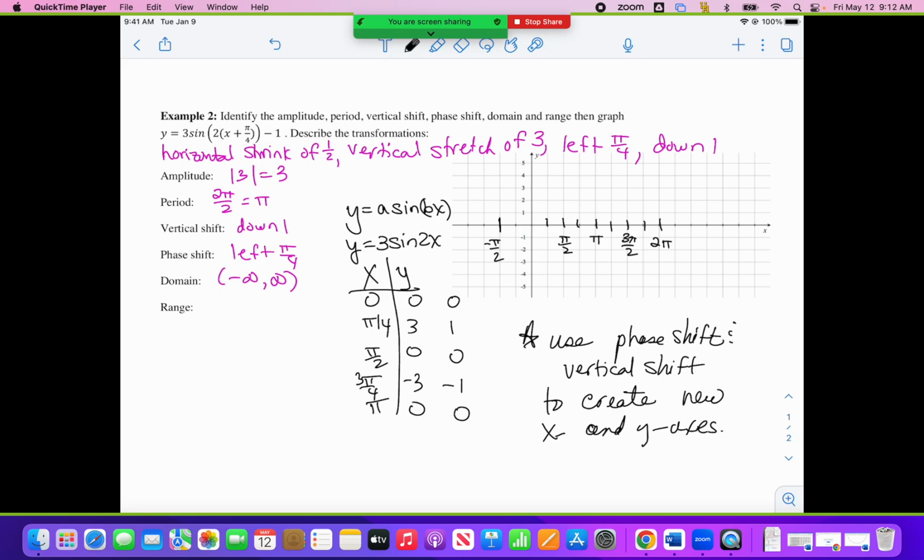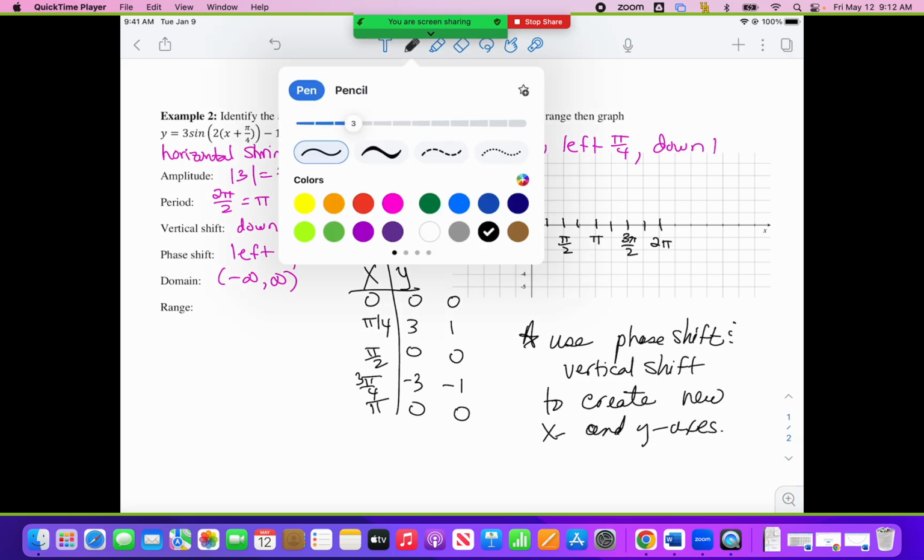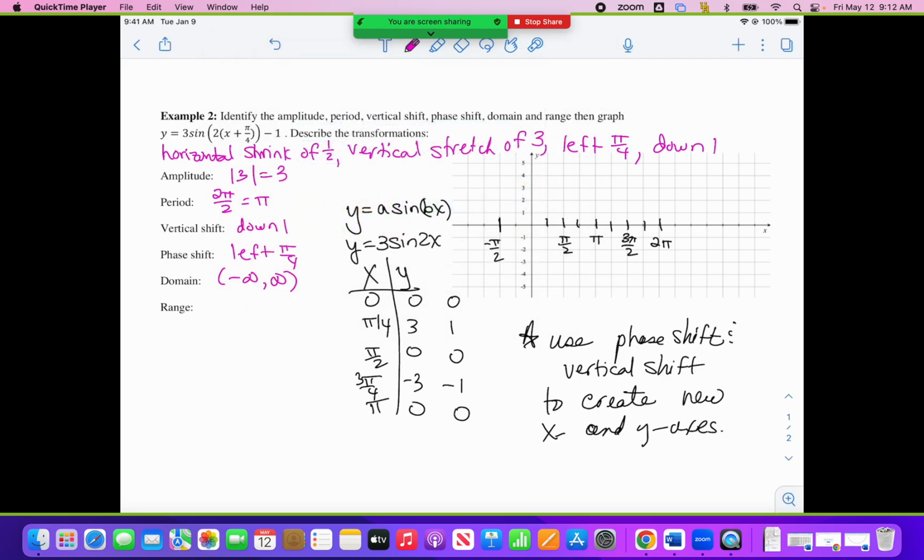All right, so here we go. I'm going to start it. So I'm going to move left pi over 4. So I'm going to move the y-axis left and then down 1. Then what you're doing is you're pretending, so my table is 0, 0 is where the new x and y axis intersect. That's the new origin. So I'm going to plot a point. It's going to be right here. That's left pi over 4, down 1. But it's really my 0, 0.